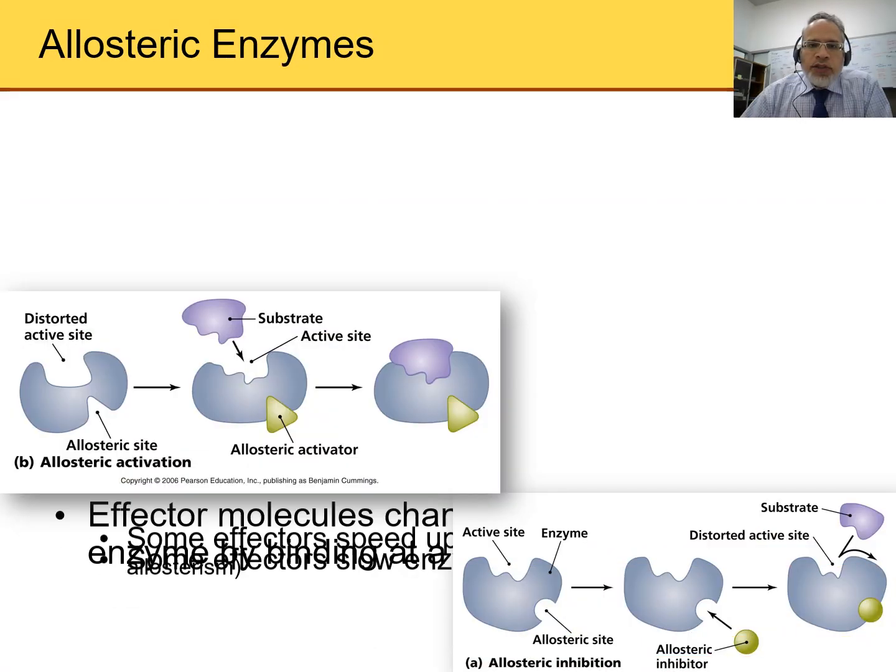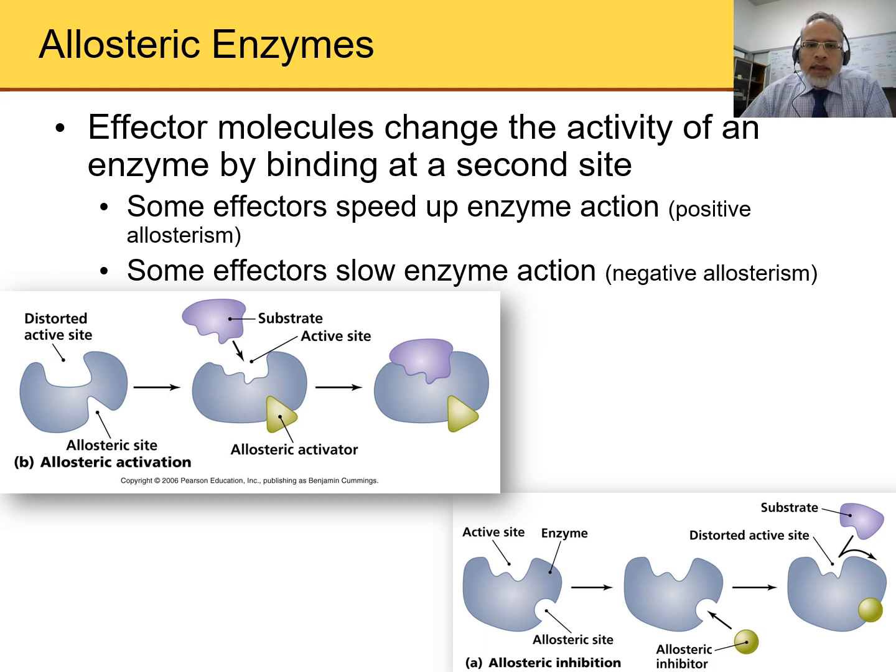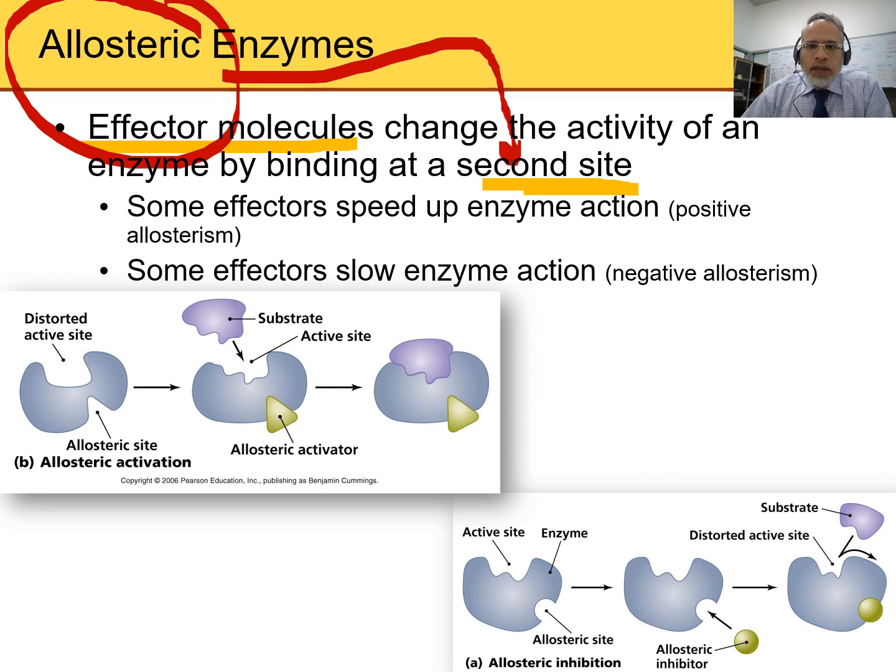So again, we talk about allosteric enzymes. We're saying allosteric enzymes are enzymes in which effector molecules change activity or the affinity of the enzyme by binding at a second site, and that's the key word for allosteric. When we talk about allosteric enzymes, we're talking about something binding to a different site. So here's an example where you have an active site shown here, and the active site starts off distorted. It's not proper. The substrate cannot bind to it. There's no binding happening here.